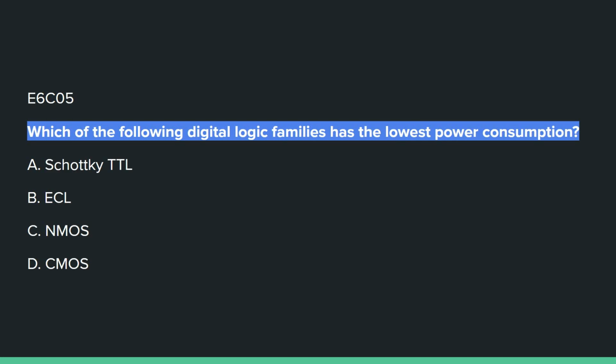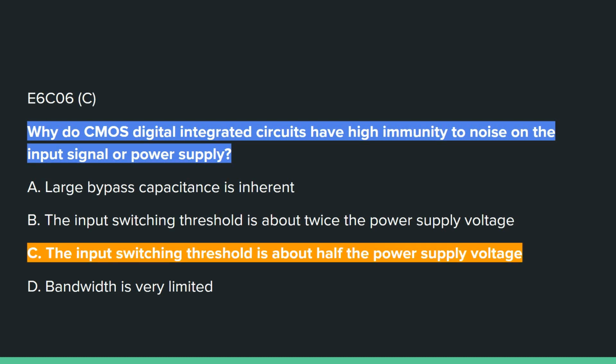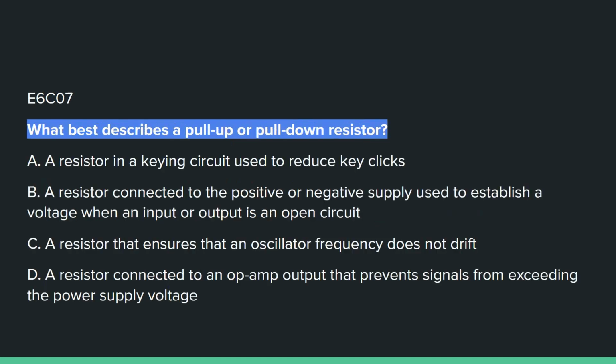E6C05, which of the following digital logic families has the lowest power consumption? D, CMOS. E6C06, why do CMOS digital integrated circuits have high immunity to noise on the input signal or power supply? C, the input switching threshold is about half the power supply voltage.